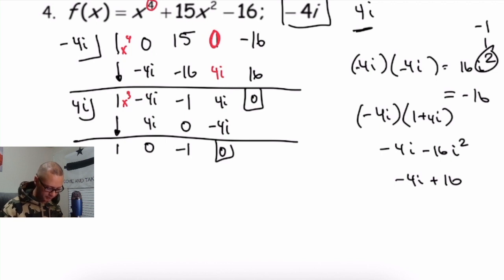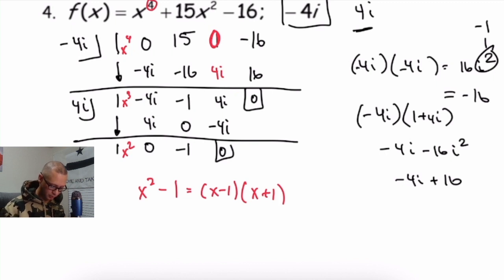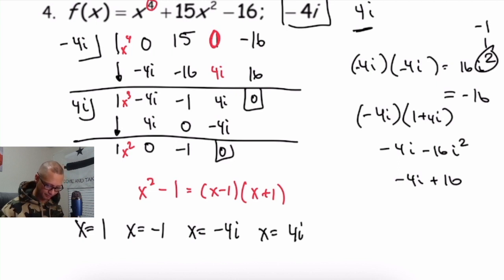Okay. This is an x squared, that's quadratic. So x squared minus 1. This is a difference of squares. x minus 1, x plus 1. So our 4 roots are x equals positive 1, x equals negative 1, x equals negative 4i, x equals positive 4i. That one was fun.